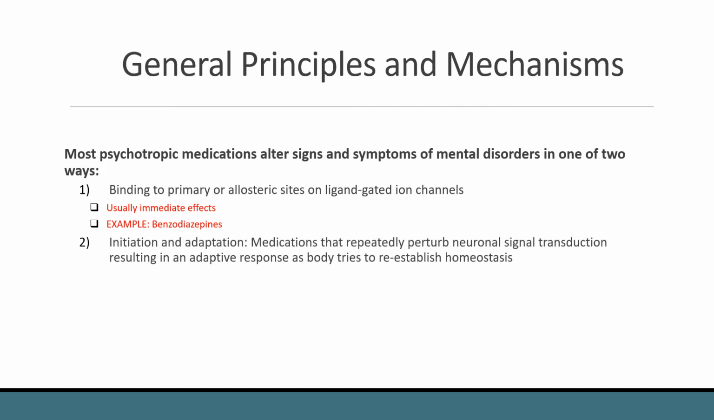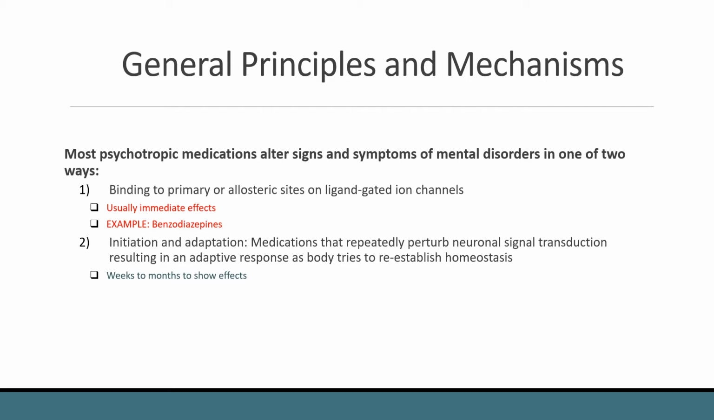The second is initiation and adaptation. Essentially, you have to remember that whenever you're repeatedly disturbing a system, that system is usually going to want to come back to the way it was before, right? So if you alter something in the brain, or any system for that matter, most biological systems, you're going to alter it in a way that throws it off balance. And what is it going to want to naturally do? It's going to want to come back to that state of balance, what we call homeostasis.